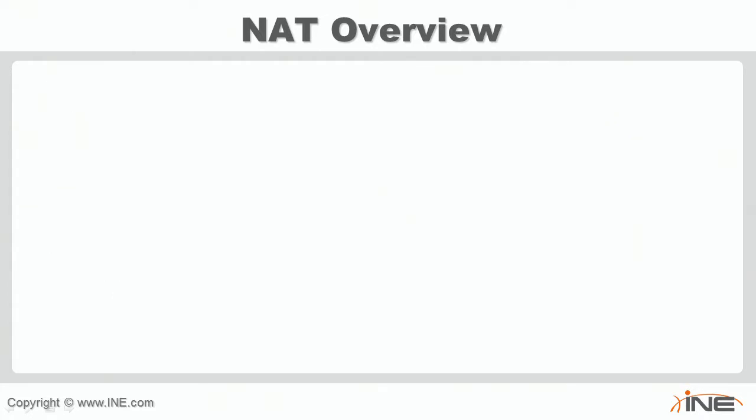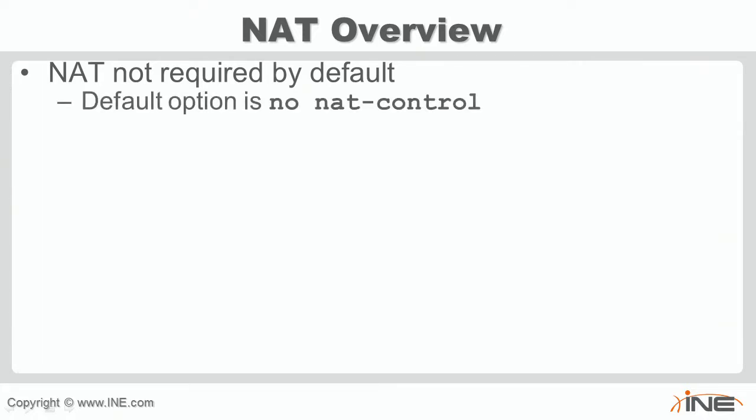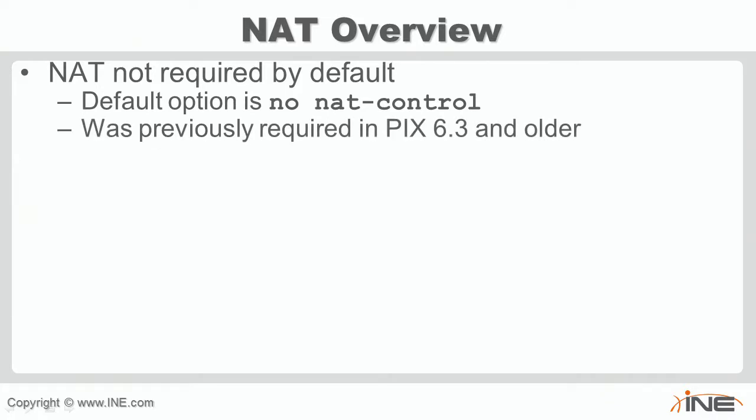Now, the first thing to note about the ASA is that the NAT process is not required by default. It used to be in the older PIX 6.3 code and before that network address translation was required even if you were translating the inside addresses to the same addresses on the outside.